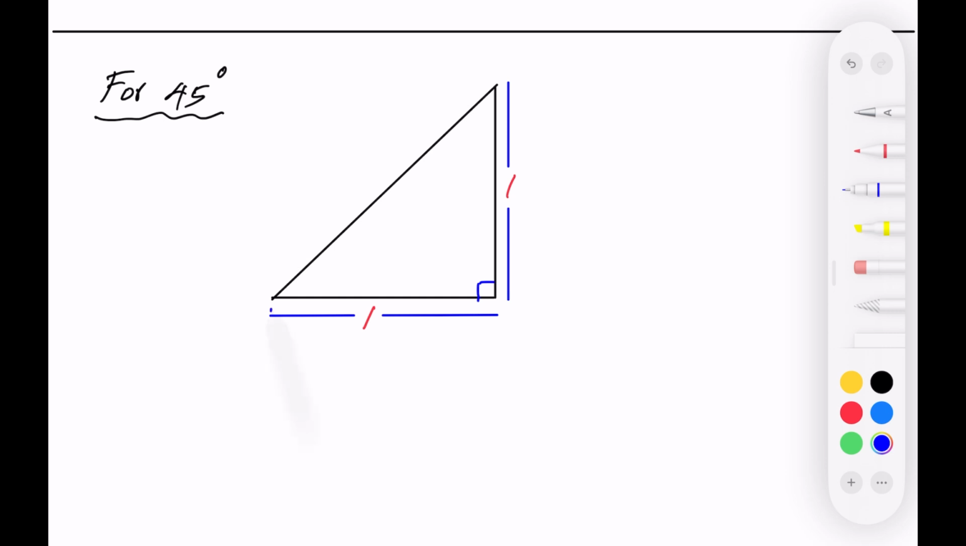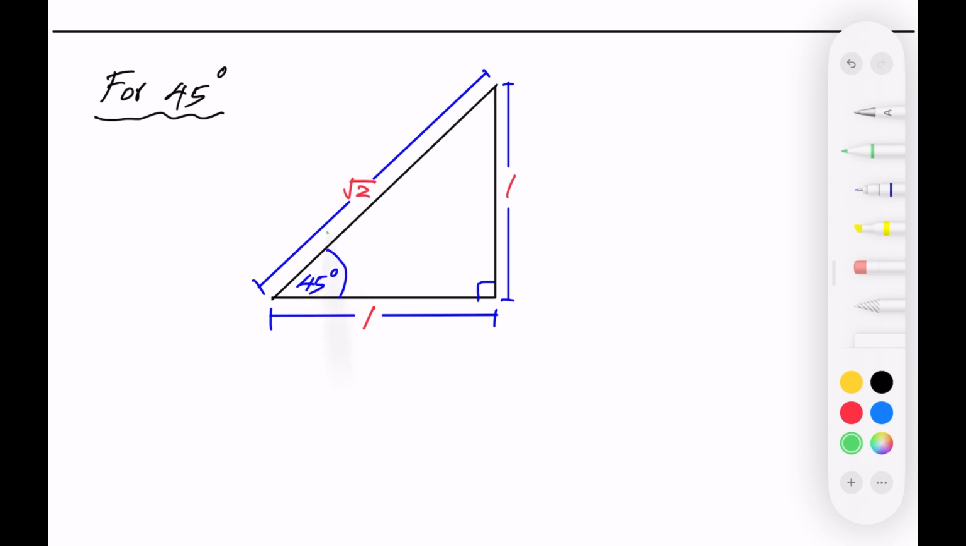If each of these two sides is equal to 1 unit, what should be the length of the hypotenuse? According to the Pythagorean identity, once again, it should be the square root of 1 squared plus 1 squared, which is equal to square root 2. One more question. What should be the size of this angle? Since these two sides are equal in length, this angle should be equal to this angle in size. Therefore, each of those angles should be equal to 45 degrees.